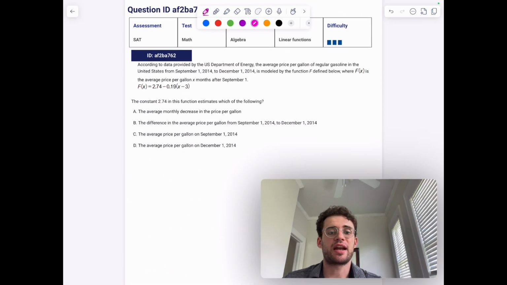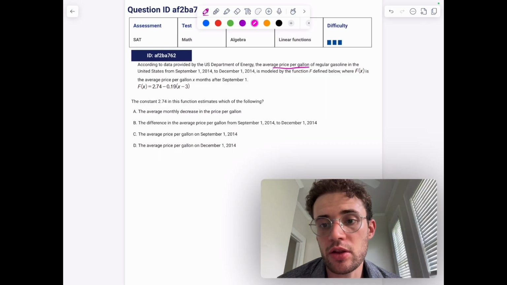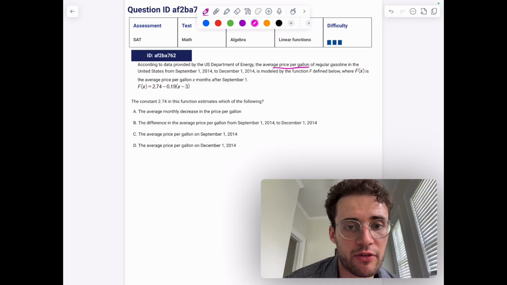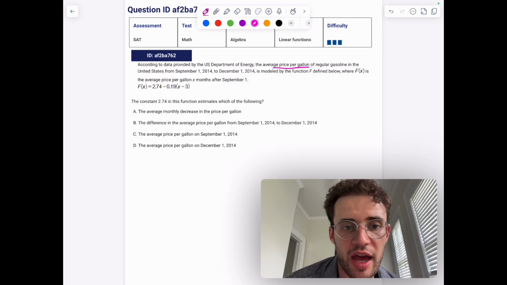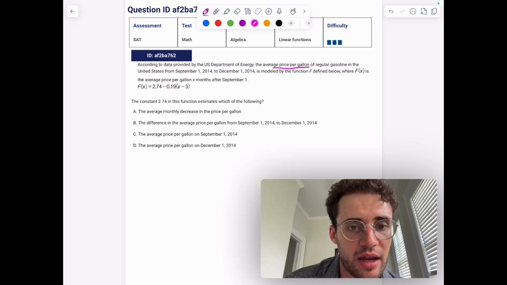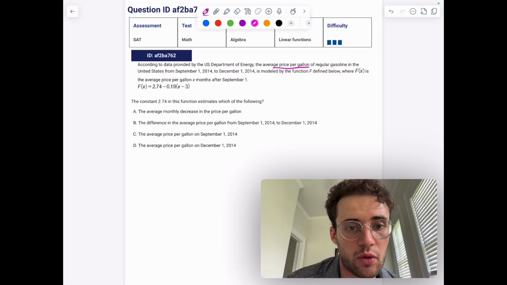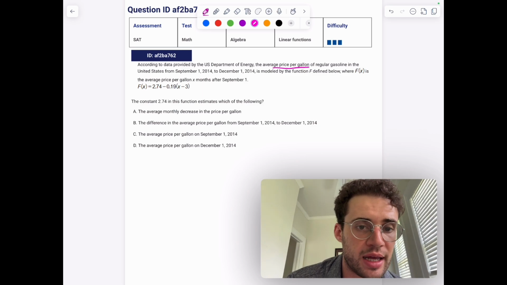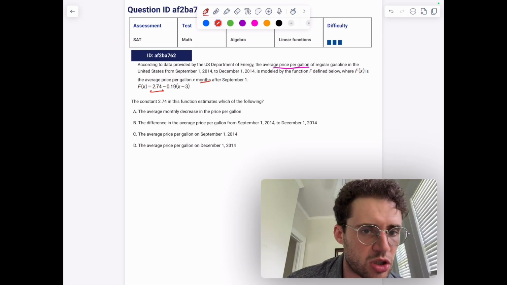According to data provided by the U.S. Department of Energy, the average price per gallon of regular gasoline in the United States from September 1st, 2014 to December 1st, 2014 is modeled by the function f, defined below, where f of x is the average price per gallon x months after September 1st. So f of x equals 2.74 minus 0.19 times the quantity x minus 3. So that means essentially at the end of 3 months, the price should be 2.74.